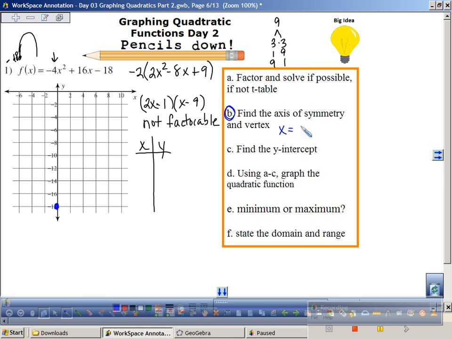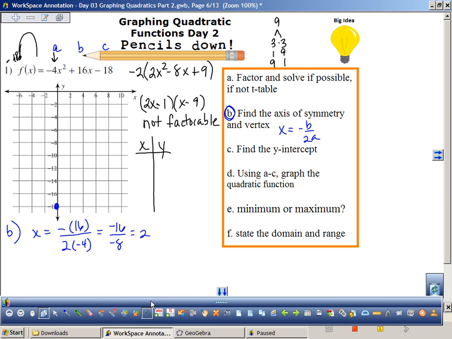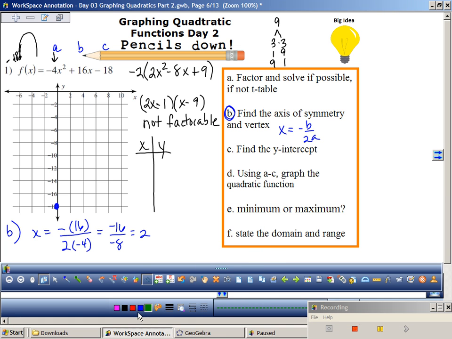What is this equation? X equals what? Negative b over 2a. Very good. A, b, c. So I'm doing my step b. X equals negative, what's b? 16 over 2 with a? Negative 4. So negative 16 over, which is 2. That makes a lot of sense, right? No? Yes? Makes a lot of sense to me.